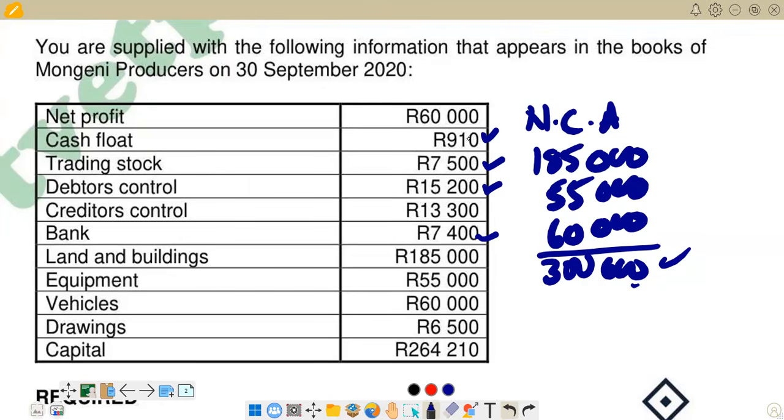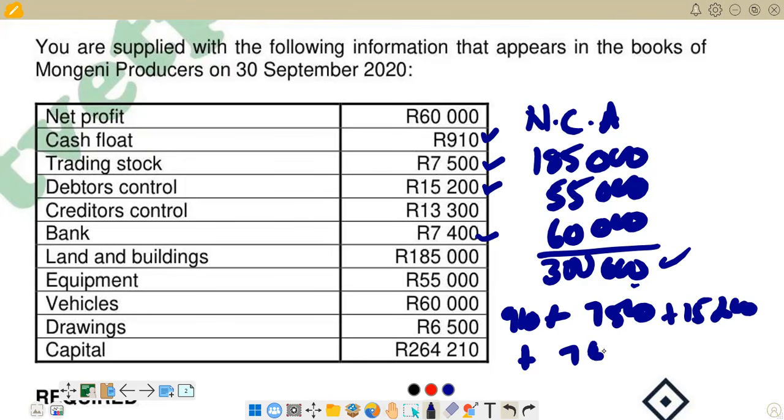So we are supposed to add 910, we add 7,500, we add 15,200, then we add 7,400. So if you add correctly there, you are supposed to get 31,010.